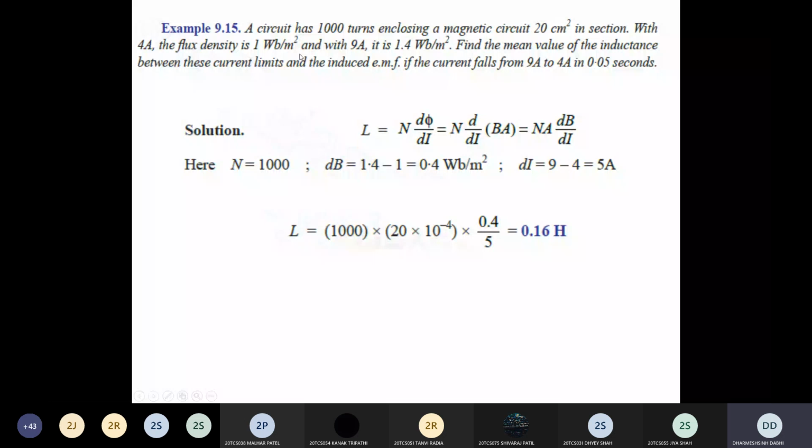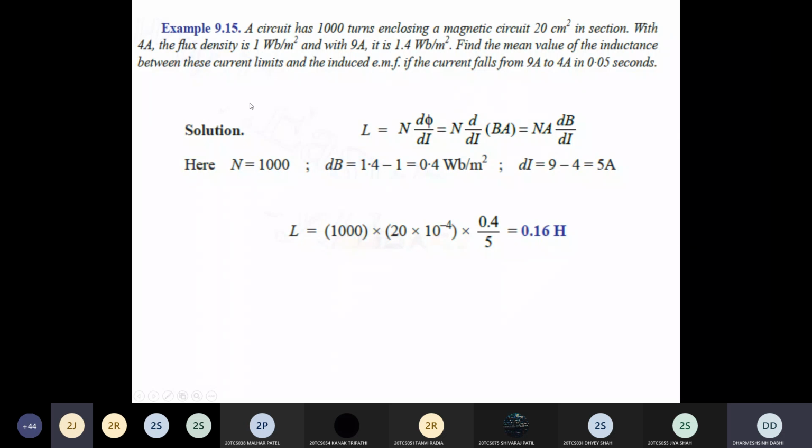dB is given. First the flux density is 1 Weber per meter square. After that, when the current is changed to 9 ampere, the flux density is increased to 1.4. So now dB is what? 1.4 minus 1, 0.4 Weber per meter square. And di is also given, which is 9 minus 4, so it is 5 ampere. The number of turns is given, the area is given. Convert this into meter square. So put these values in this equation. So finally you get the answer 0.16 Henry. Clear? All of you clear? Get the answer? Yes, sir. Okay.